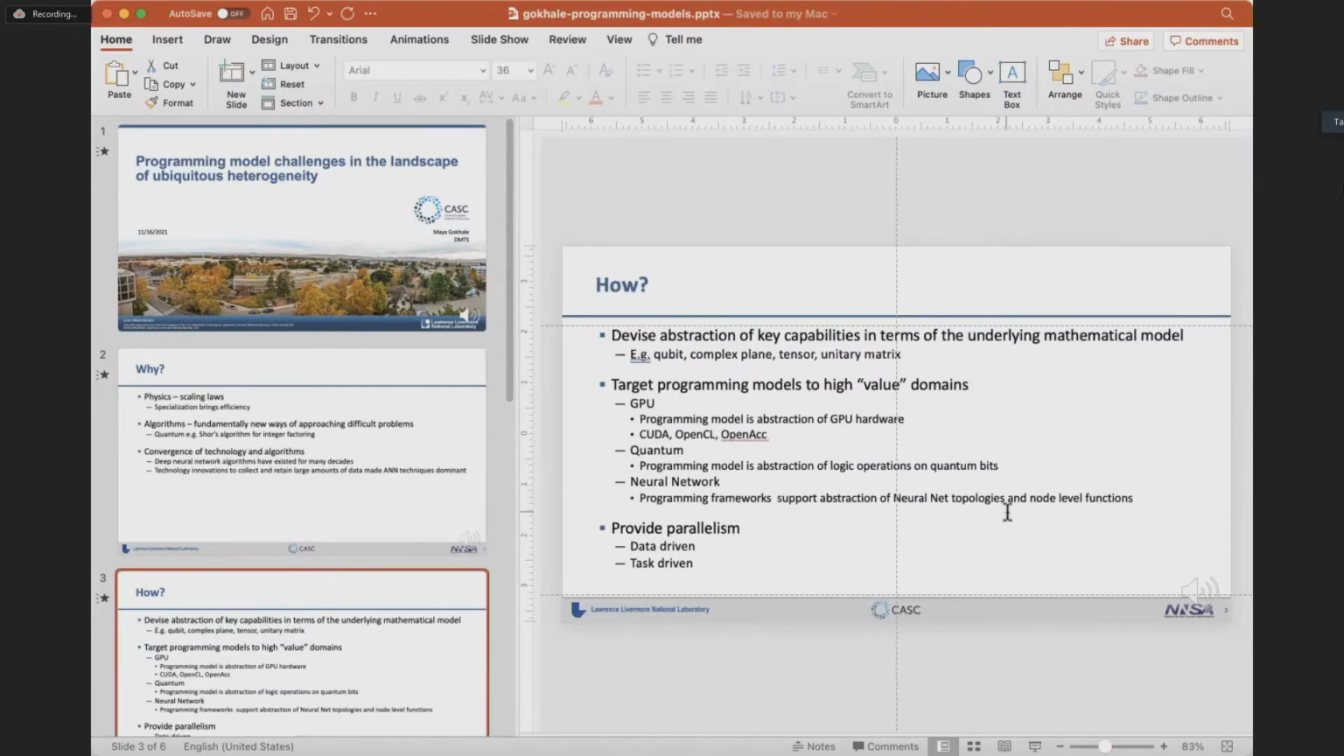So how do we do it? As people have already said, we pull out the abstraction of the key capability of the underlying mathematical model or the underlying widget, whatever that device is that we're trying to use. For example, for quantum: the qubit, the complex plane, tensors, unitary matrices, the operations. You target programming models that are very high value, so GPU programming, an abstraction of the hardware, with a number of different languages that have emerged. Quantum programming models are the abstraction of logic operations on quantum bits. And then neural networks, a profusion of programming frameworks, models and languages to support very complex neural network topologies.